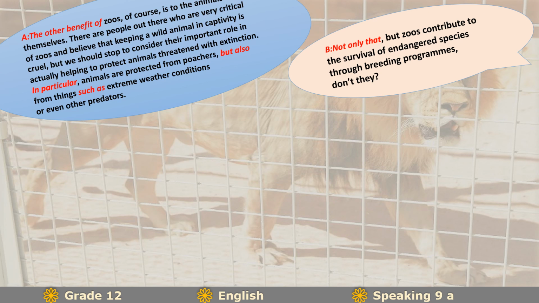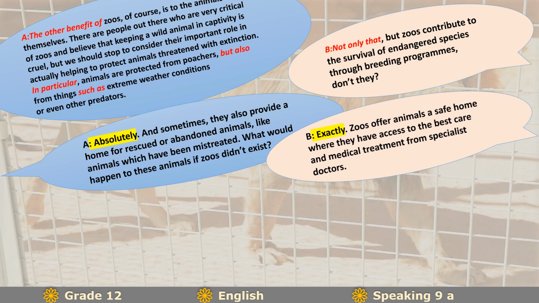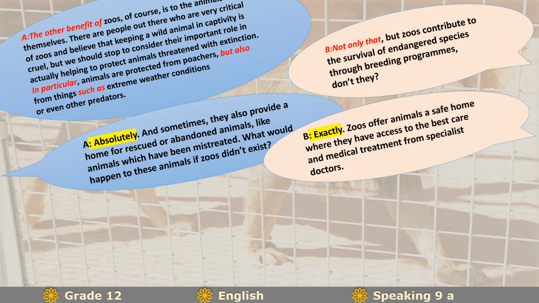Not only that, but zoos contribute to the survival of endangered species through breeding programs, don't they? Absolutely. And sometimes they also provide a home for rescued or abandoned animals, like animals which have been mistreated. What would happen to these animals if zoos didn't exist? Exactly. Zoos offer animals a safe home where they can have access to the best medical care and treatment from specialist doctors.